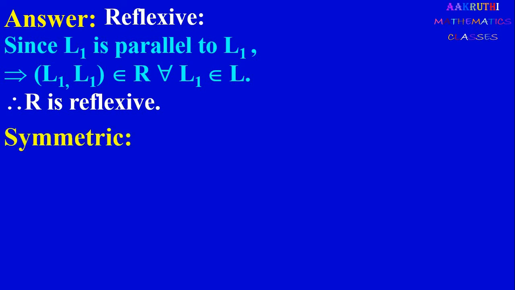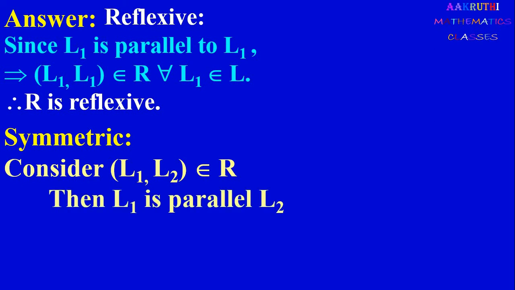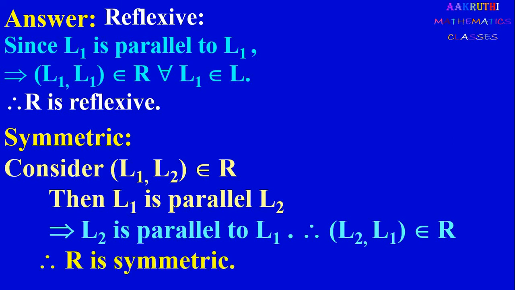So next it is symmetric. We consider (L1, L2) belongs to R, that is L1 is parallel to L2. If L1 is parallel to L2, then L2 is also parallel to L1. So therefore (L2, L1) belongs to R, therefore R is symmetric. Since L1 is parallel to L2, then L2 is also parallel to L1. It is true, R is symmetric.